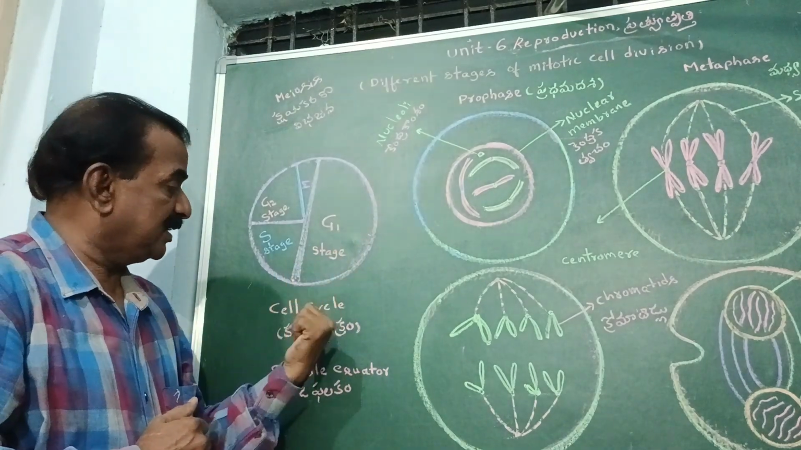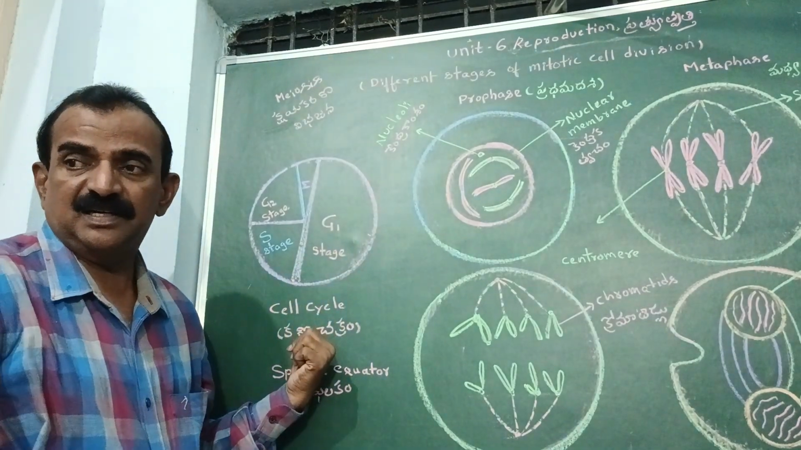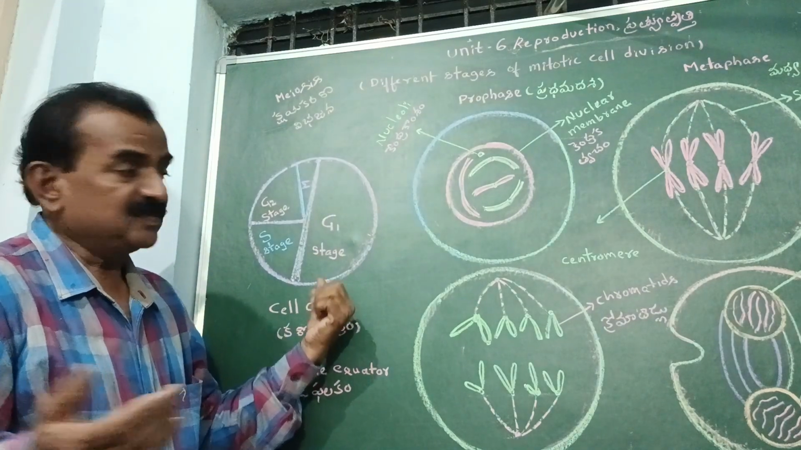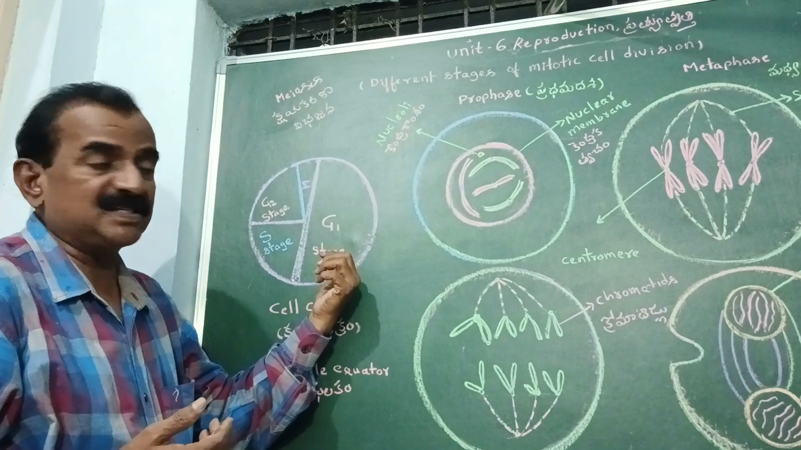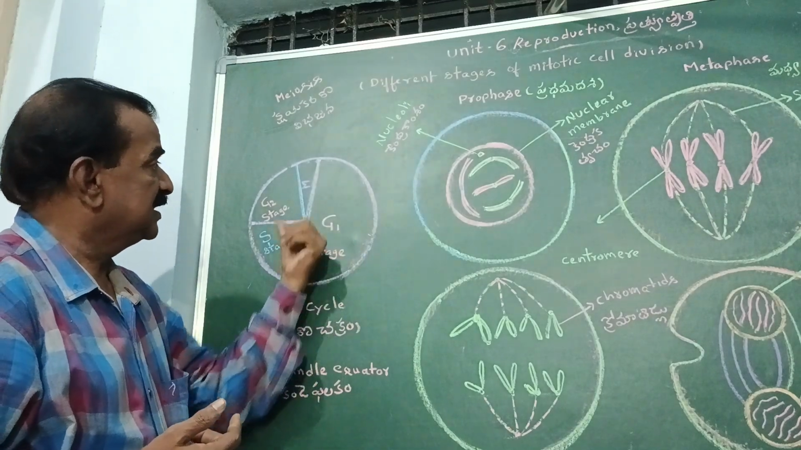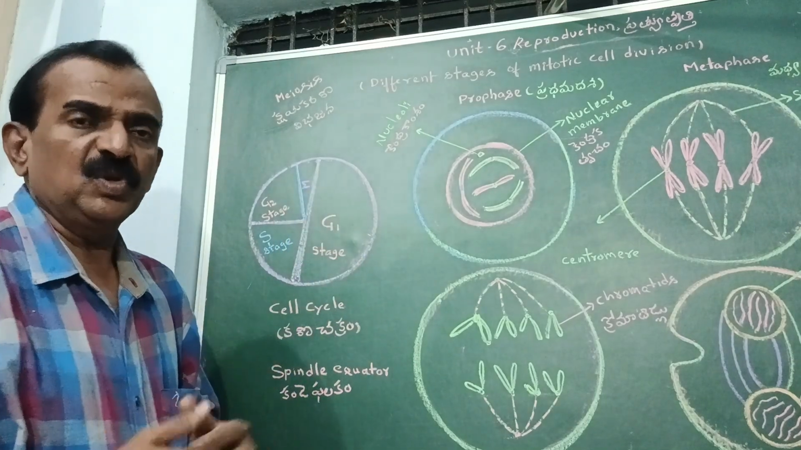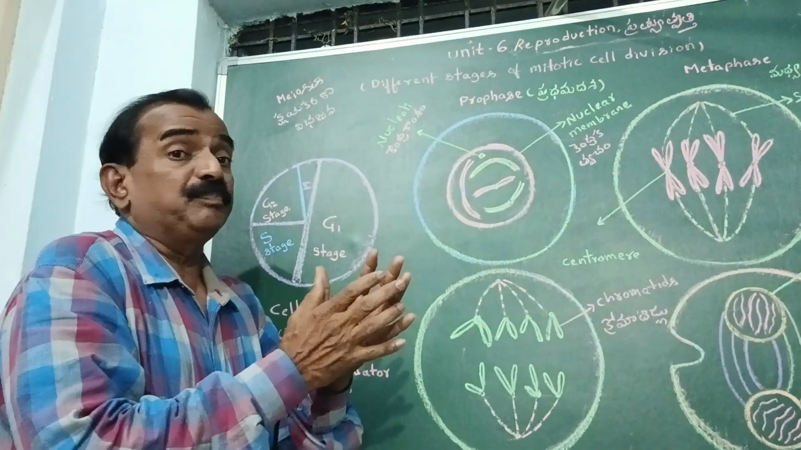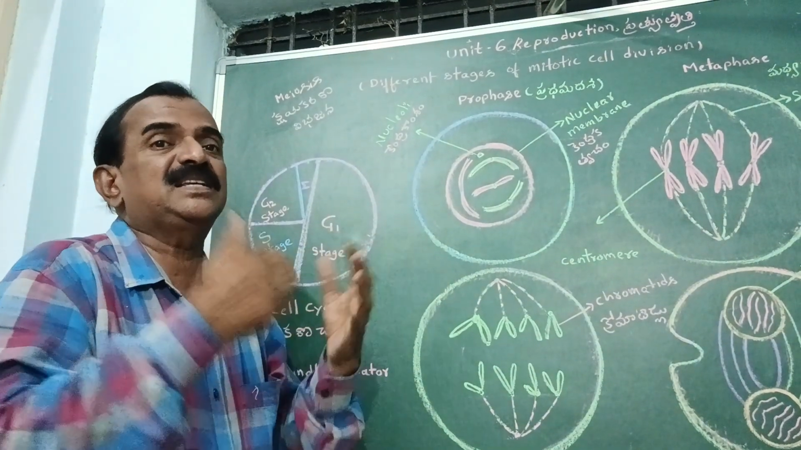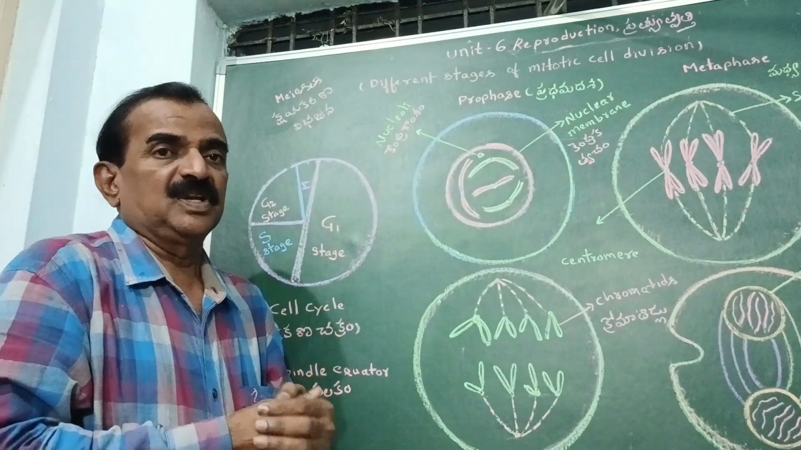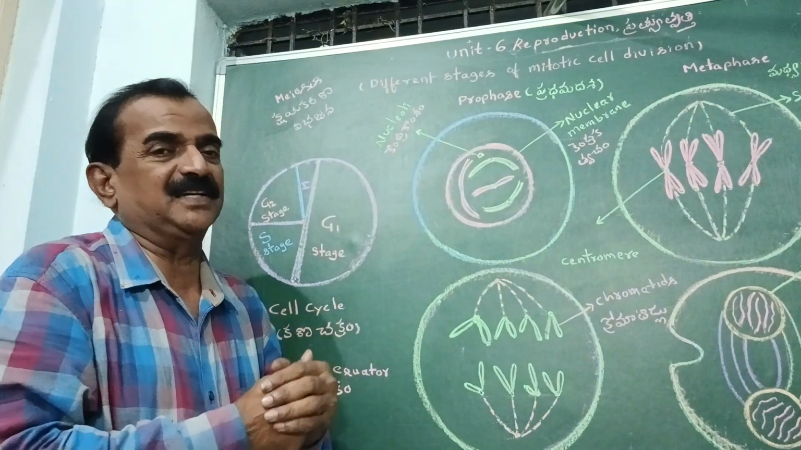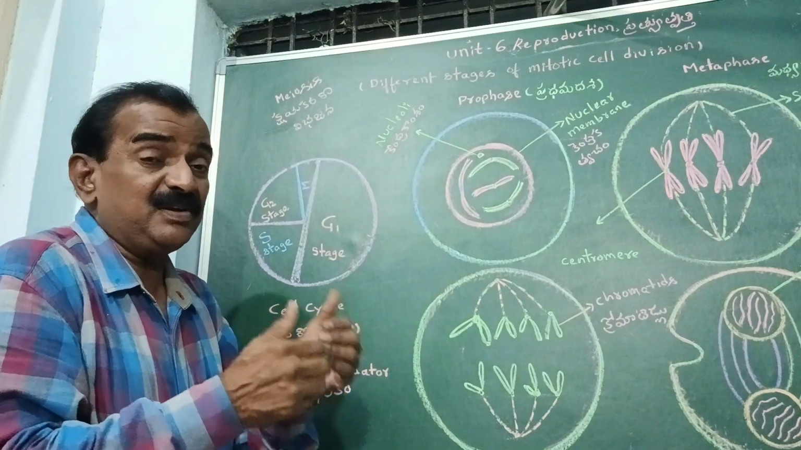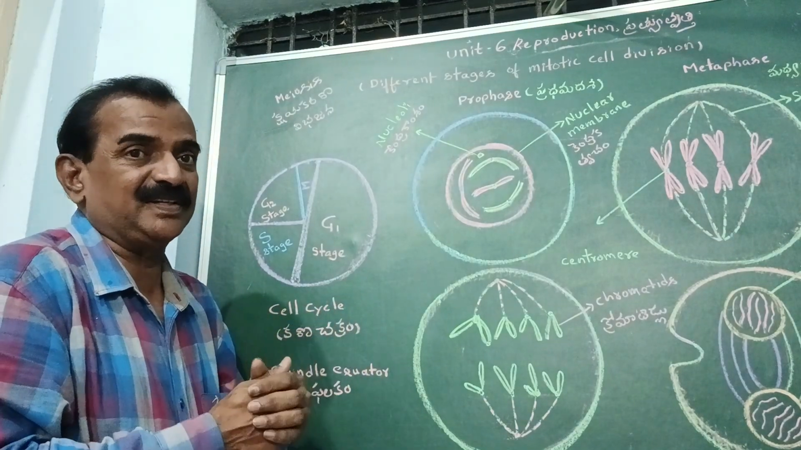So here you are observing what? A cell cycle diagram. This is called a cell cycle diagram, and the cell cycle diagram consists of G1, S, G2, M. What is mitotic cell division? The process of division of a cell is called mitotic cell division, which is completed in 40 to 60 minutes. And here we need to understand what interphase is.